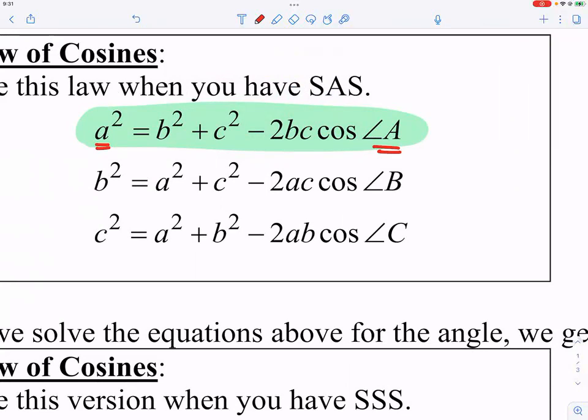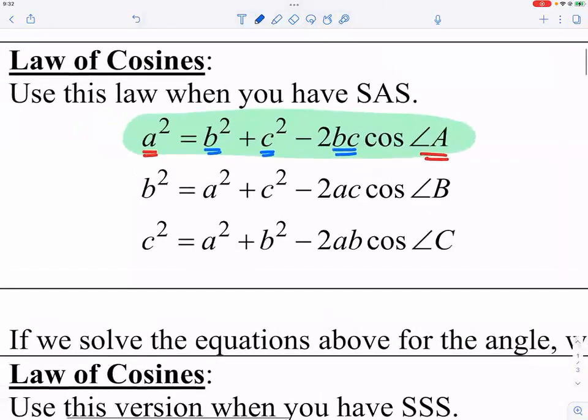If on the left-hand side you have a squared, then at the end you do cosine of A. And if you have b squared plus c squared, then you do 2bc. So that's how you would apply the law of cosines: a squared is equal to b squared plus c squared minus 2bc cosine A. Now it can be used for any triangle. It's not for right triangles only. It's used for any sort of triangle.